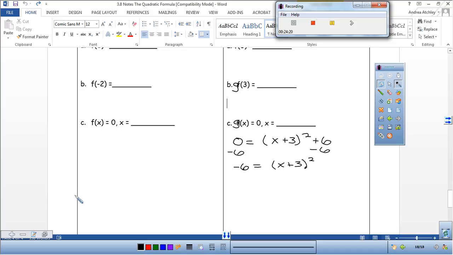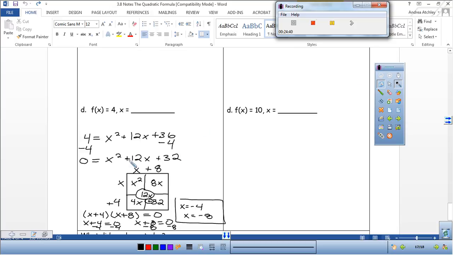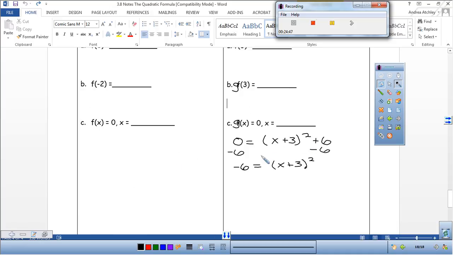What did we learn? Quadratic formula? Square root it. Don't use the quadratic formula because, again, for the quadratic formula, we need to make it like this in standard form. We need the A, the B, and the C. And that's not what I have right now, right? I don't have an A, B, and a C. I do have a perfect square, though. Whenever I have a perfect square, I can just square root it.